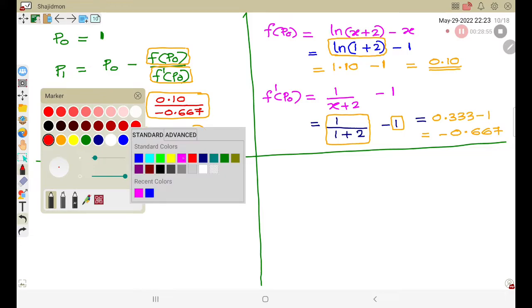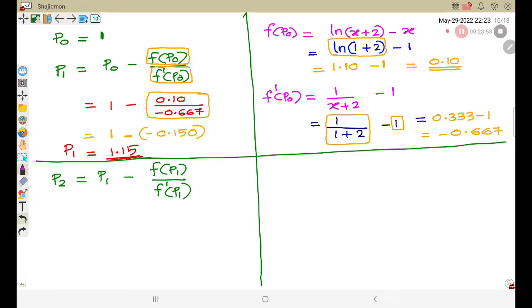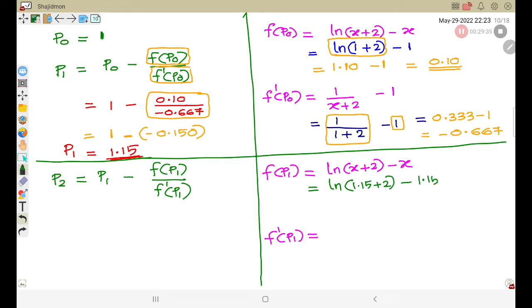P2 equals P1 minus f of P1 divided by f dash of P1. Correct? So we are calculating what is f of P1 separately and what is f dash of P1 separately. Correct? Now f of P1, what is f here? ln of x plus 2 minus x. This is f of x. Correct? Now instead of x we need to replace P1 number. What is P1 number? 1.15. So ln of 1.15 plus 2 minus x number, again 1.15 because P1 number.